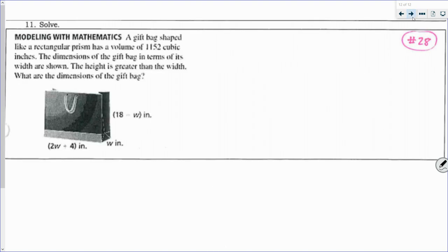All right, one last problem. A gift bag is like a rectangular prism, has a volume of 1,152 cubic inches. The dimensions of the gift bag in terms of its width are shown. The height is greater than the width. What are the dimensions of the bag? So if this is the volume, here's my plan of attack. I'm going to take this times this times this, right?